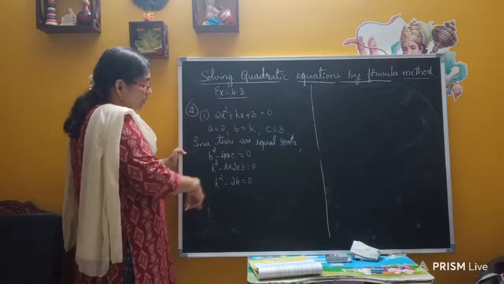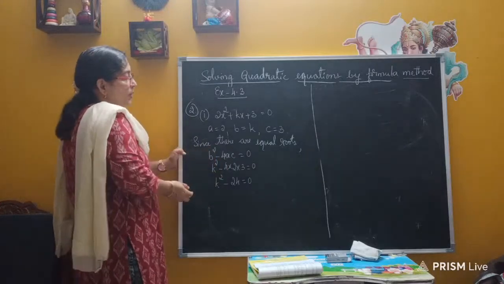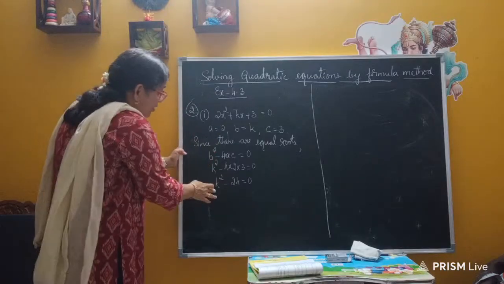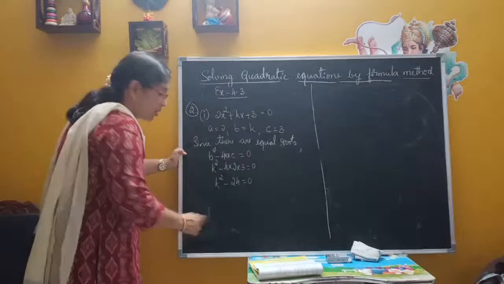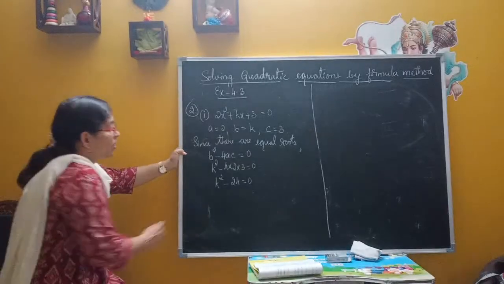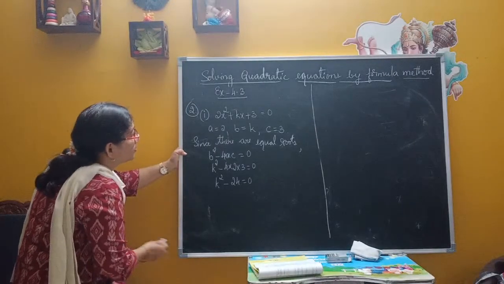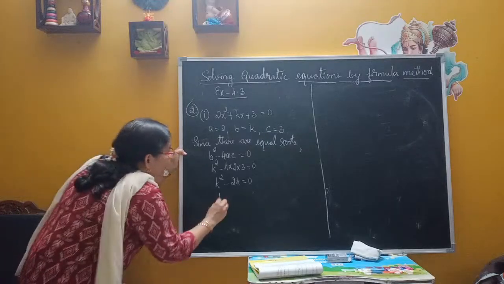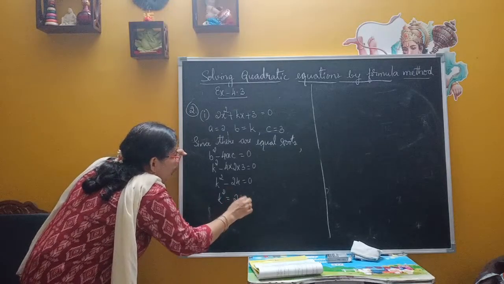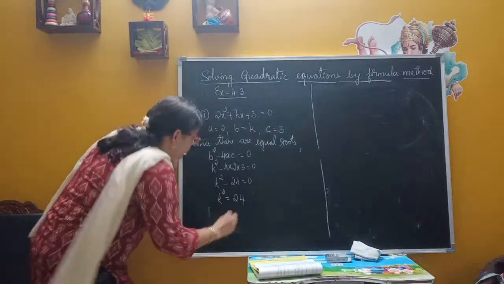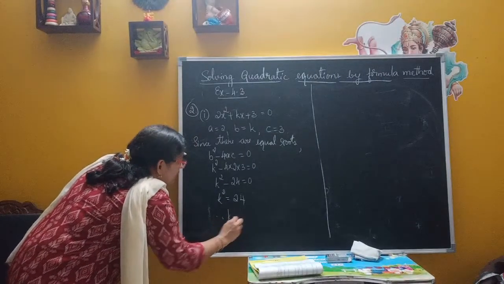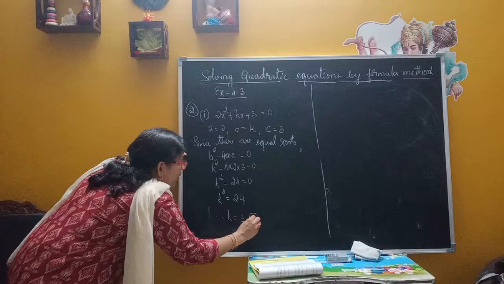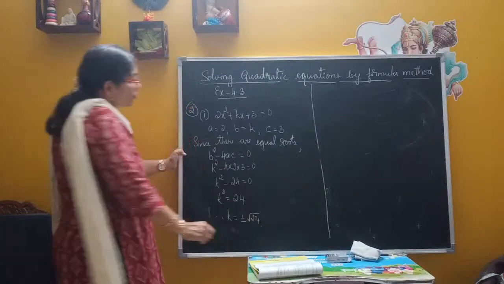Let us factorize this now. We don't have a term with x, isn't it? We just got two constants here. Here we have k square minus 24. So k square is equal to 24. Okay, k square is equal to 24. So what is k? k is equal to plus or minus square root of 24.